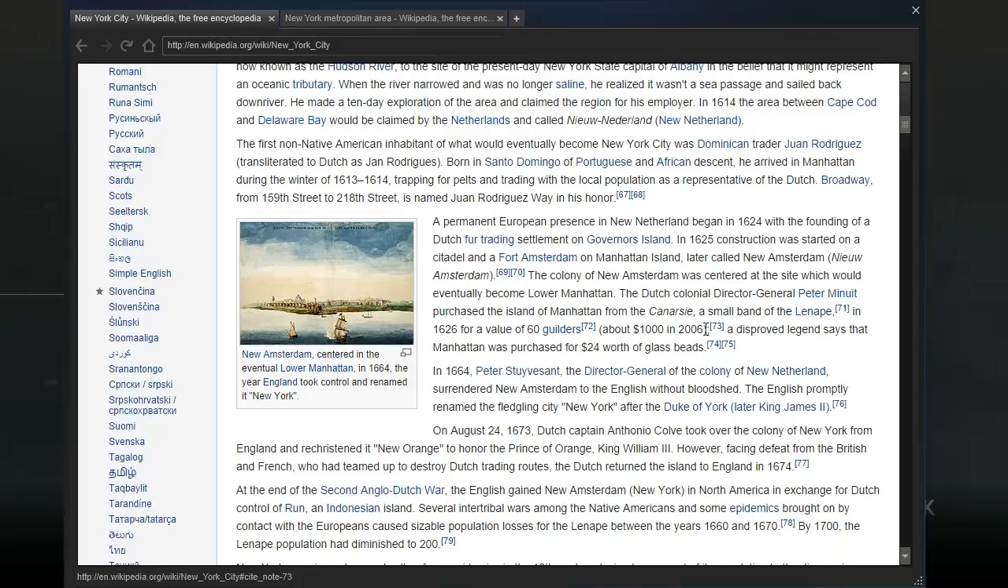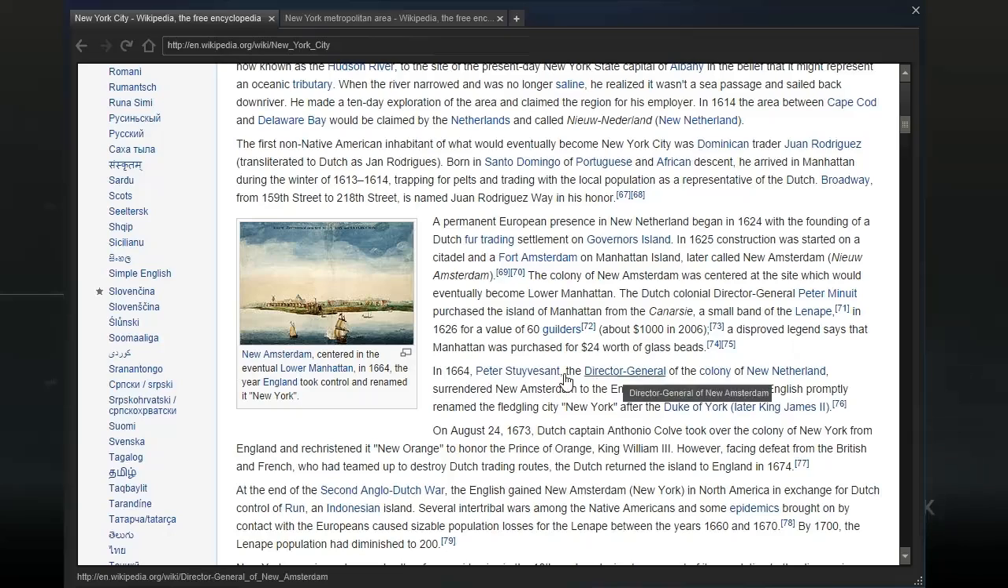The Dutch Colonial Director General Peter Minuit purchased the island of Manhattan from the Canarsie, a small band of the Lenape, in 1626 for a value of 60 guilders, about $1,000 in 2006. What a scam! They bought the land for $1,000 in modern money.